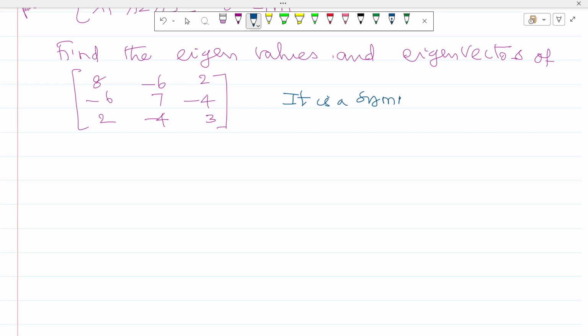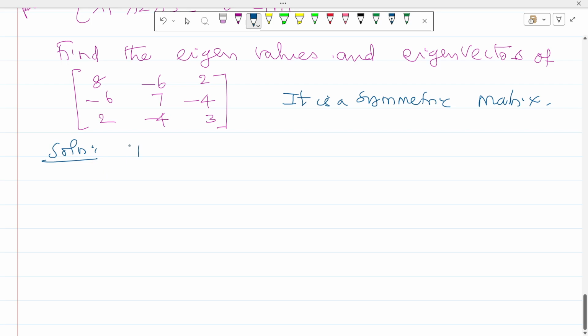Symmetric matrix. See, symmetric matrix means if you interchange the rows and columns, the values, and the matrix does not change, then that matrix is known as a symmetric matrix. You can see the solution here.